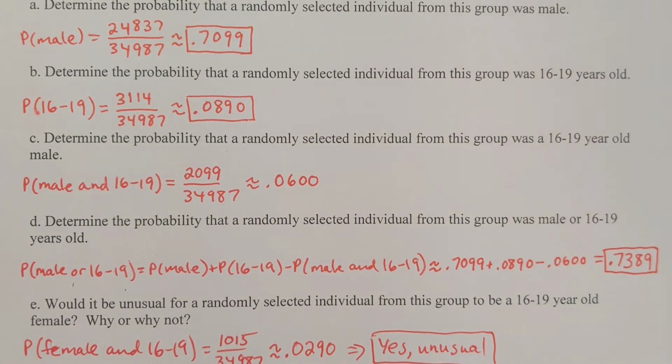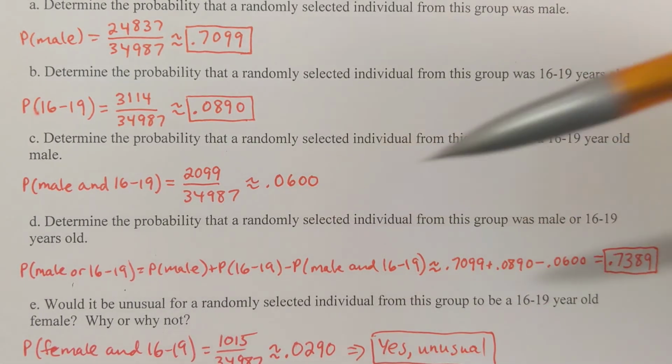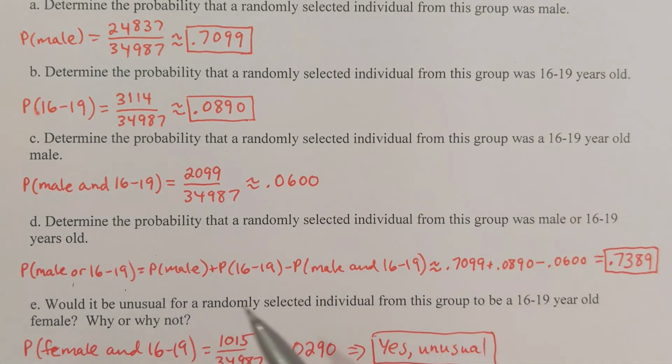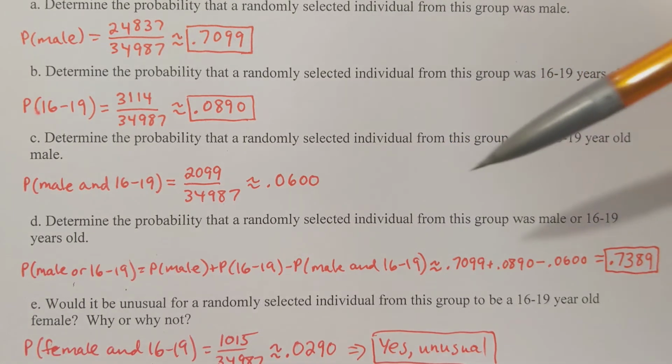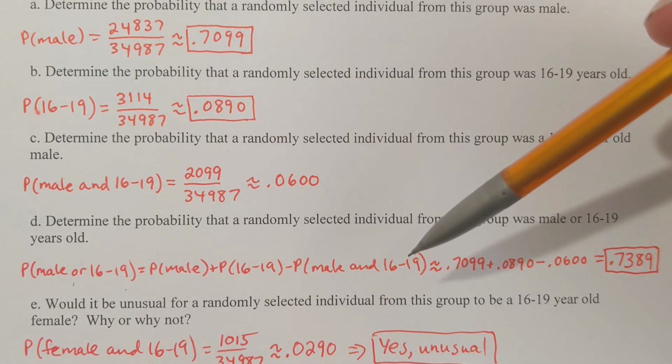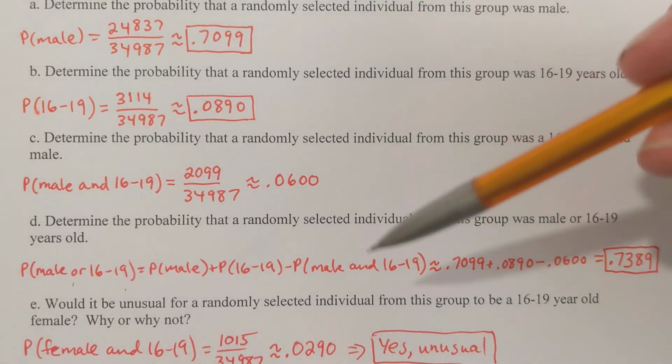Part D says, determine the probability that a randomly selected individual from this group was male or 16 to 19 years old. Or would be a key word, and or means add. So I could use the addition rule. Let's take the probability of getting a male plus the probability of getting a 16 to 19-year-old. Now, do I have mutually exclusive events for this one? No, I don't, because a person can be male and 16 to 19 years old, right? There's 2,099 of those people. So I need to make sure I'm using the regular addition rule and subtracting here.